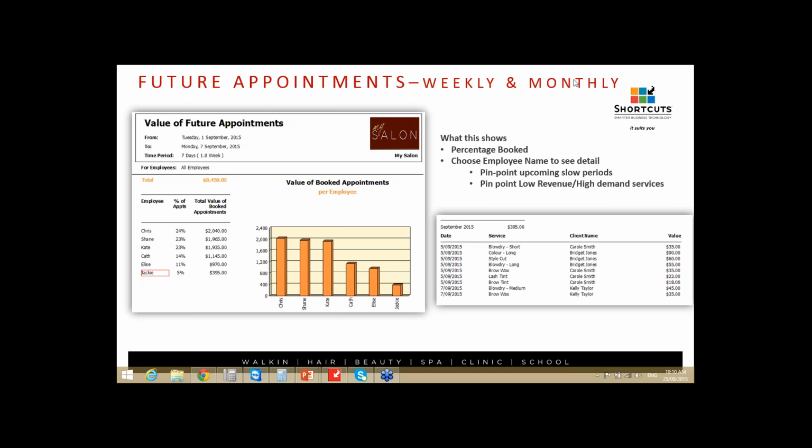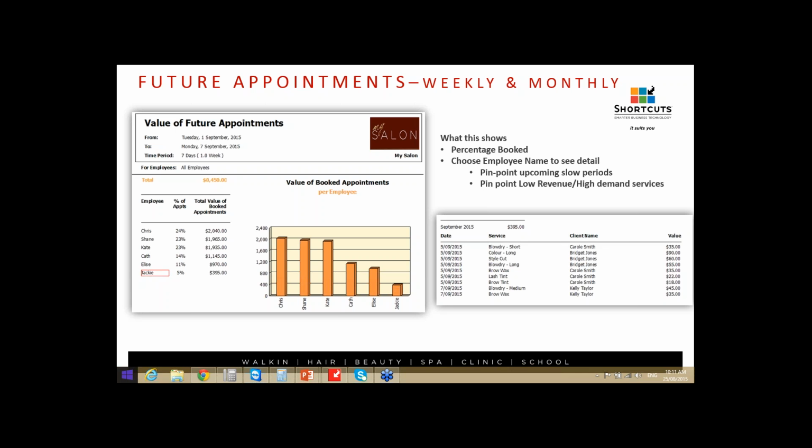Now, this is something which is quite interesting. So see how I've got this marked in red here on Jackie? What a lot of people don't know is with the shortcuts reports, a lot of the reports, there's more to them than just the first page. You can actually drill down into the report a little bit further.